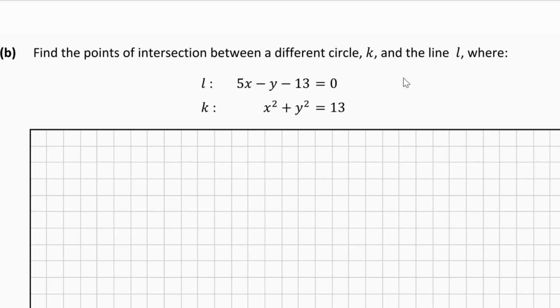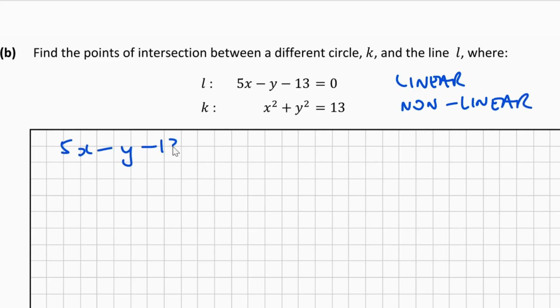So we've got a linear equation. How do I know that? Highest power of x and y is 1, and this one is non-linear. So step number 1, write down the linear equation here, 5x minus y minus 13. And we've got to solve for x, or we've got to solve for y.